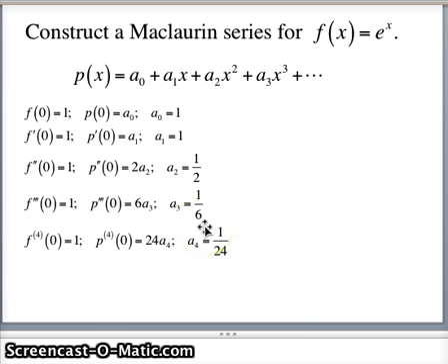We need to look at the limit of this as k goes to infinity. So the limit as k goes to infinity of absolute a sub k plus 1 over absolute a sub k is the limit as k goes to infinity of this, absolute x over k plus 1. K is changing, so I can bring the absolute value of x out in front of the limit operator. So I have absolute x times the limit as k goes to infinity of 1 over k plus 1. Now regardless of what x is, this limit is always 0. 0 times absolute x is always 0.